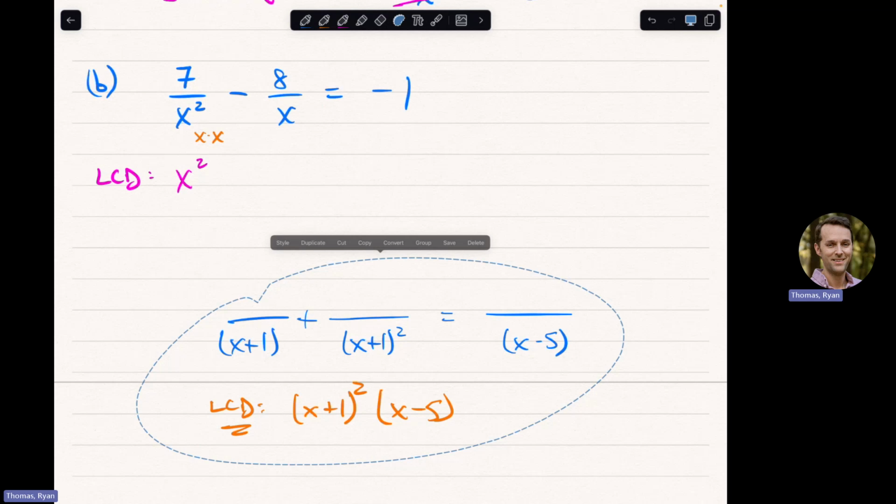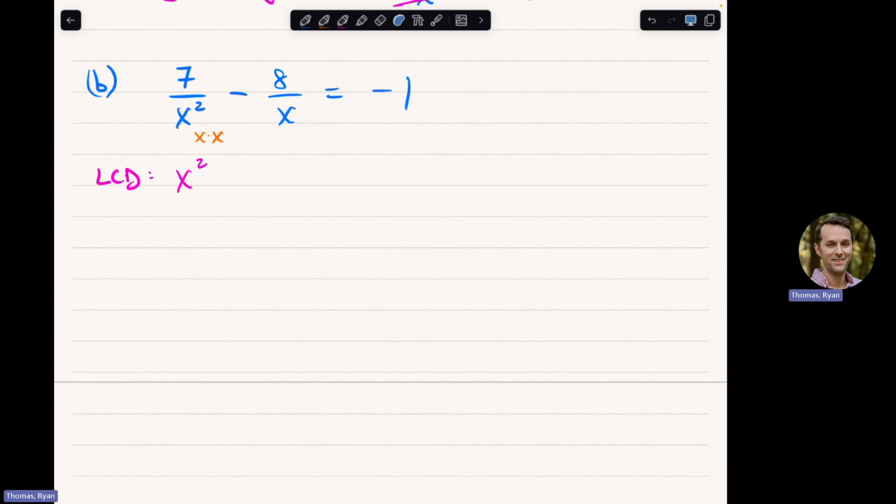Okay. Back to the matter at hand. The LCD is x squared, and no matter what else happens, x cannot be 0. X can't be 0 because if it was 0, we'd be dividing by 0, and dividing by 0 is not allowed.